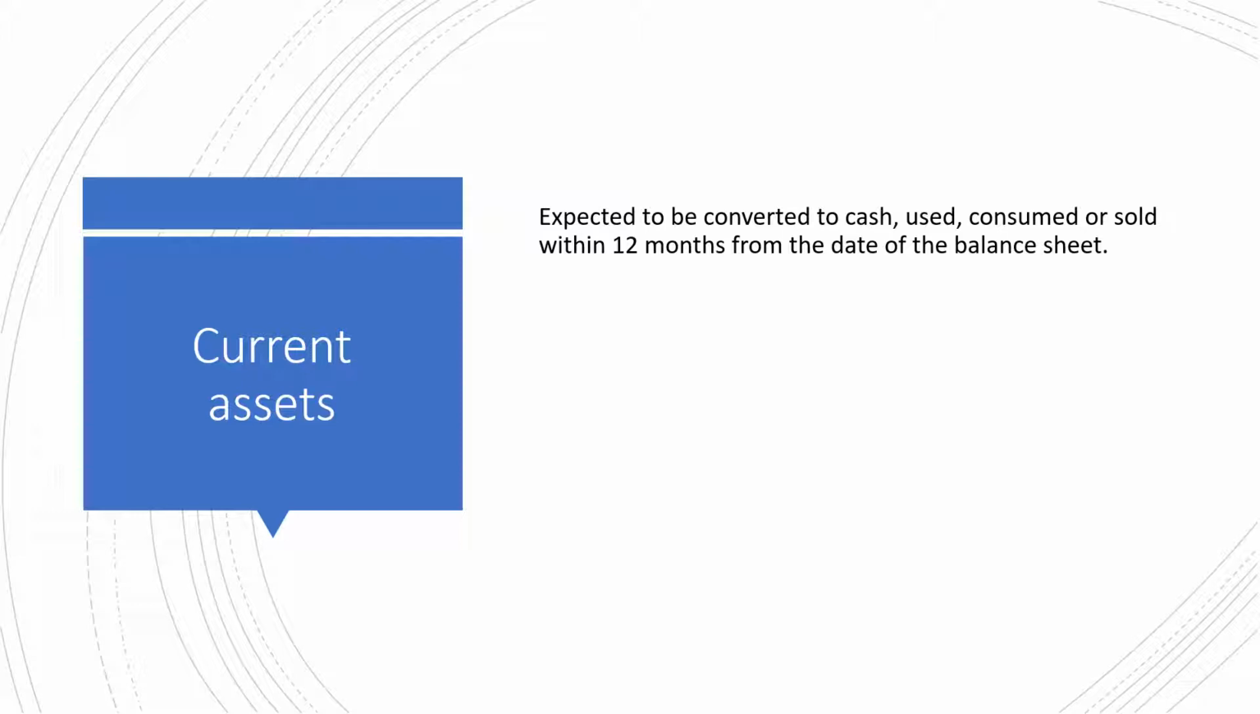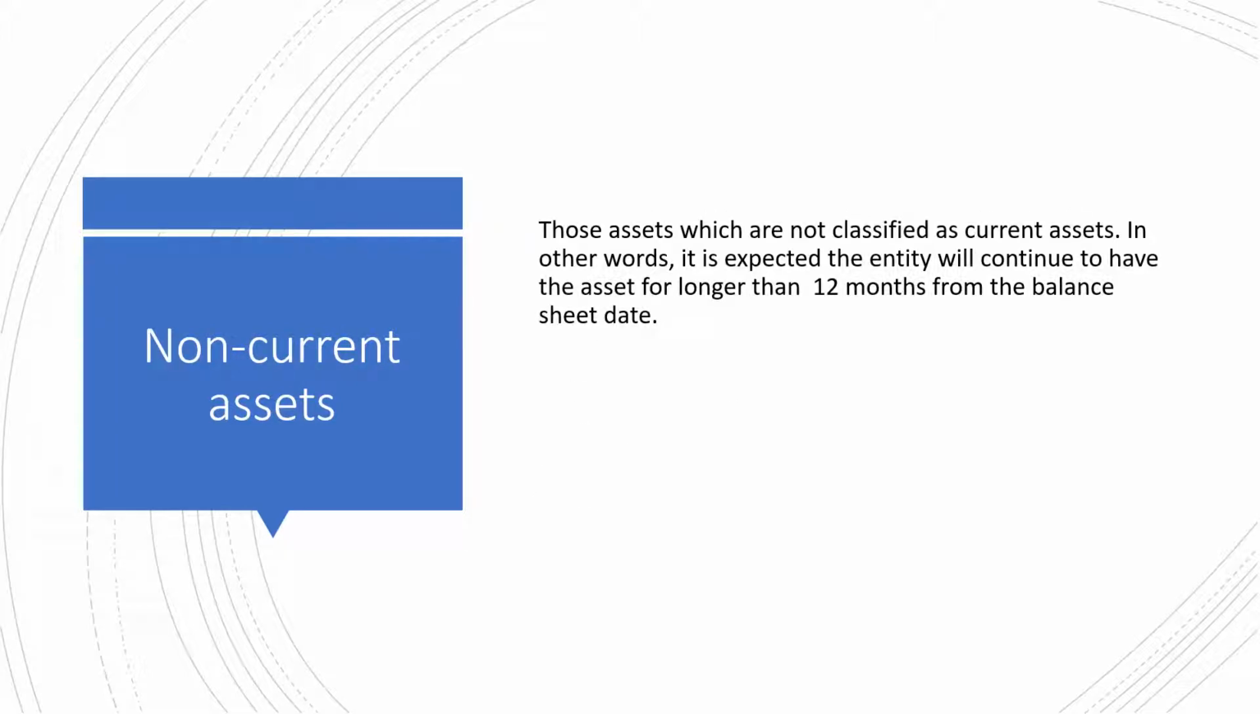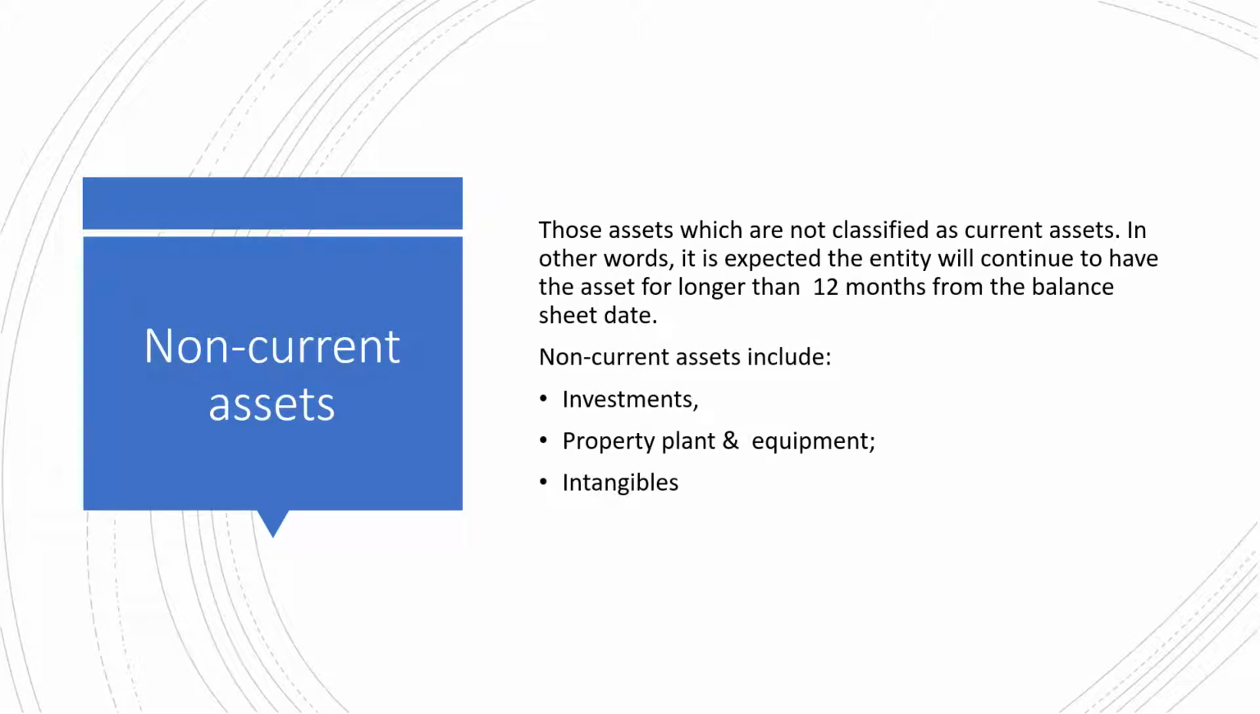Current assets are expected to be converted to cash, used, consumed or sold within 12 months from the date of the balance sheet. Current assets include cash, receivables, grants received in advance, inventory or stock, prepayments of expenses. Non-current assets are those which are not classified as current assets. In other words, it is expected the entity will continue to have the asset for longer than 12 months from the balance sheet date. Non-current assets generally include investments, plant, property and equipment, intangibles, for example, like goodwill.